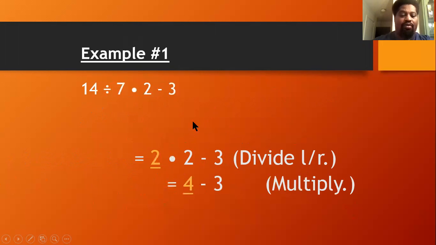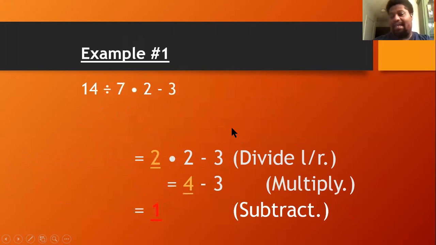The next thing we're going to do is multiplication. The 2 times 2 is 4. Now you got 4 minus 3, and after you subtract, your answer will be 1. Yay, that's example 1.